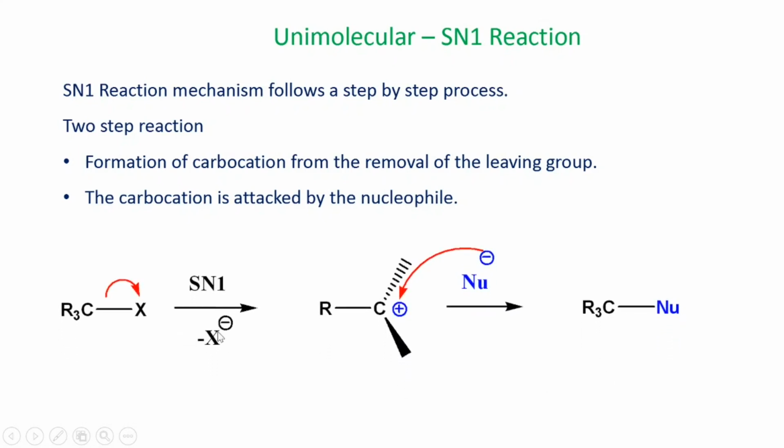Here you can see the simple example of this reaction in which the leaving group departs first and formation of carbocation takes place. After that, in the second step, the nucleophile attacks this carbocation and formation of product takes place with retention in configuration.